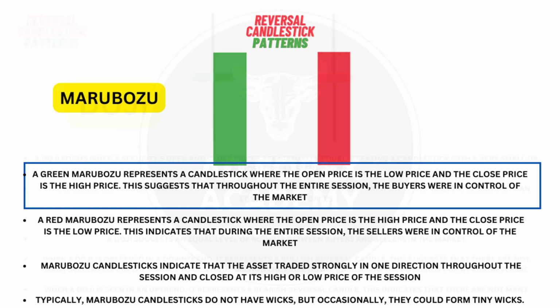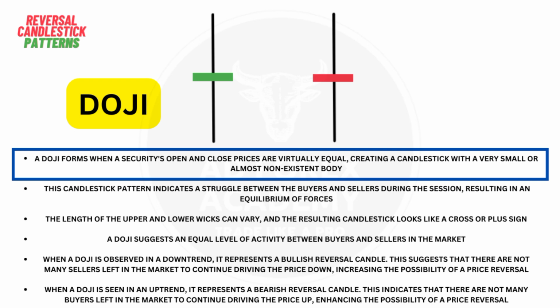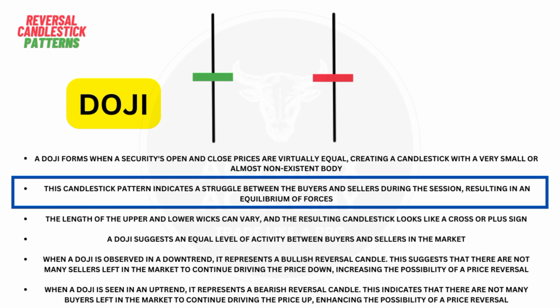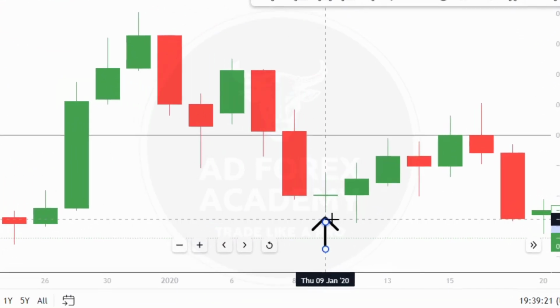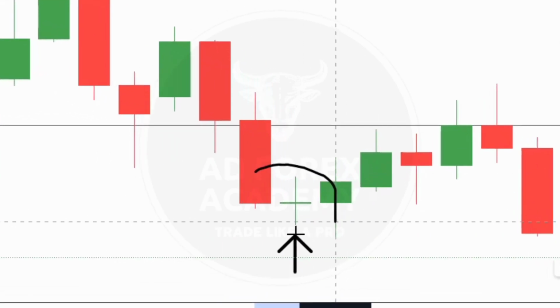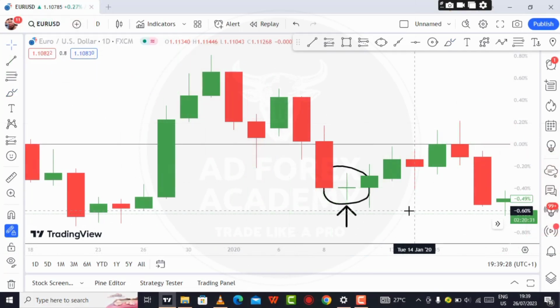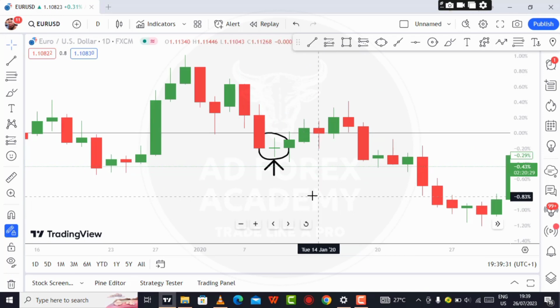Next on the list is the Doji pattern. A Doji emerges when the security's opening price and closing price are nearly identical, creating a visual representation of the struggle between buyers and sellers during the session. For instance, this is a typical Doji right here. When the opening and closing price are equal, it means the price neither went up nor down during the trading session. Here is a critical point to keep in mind.